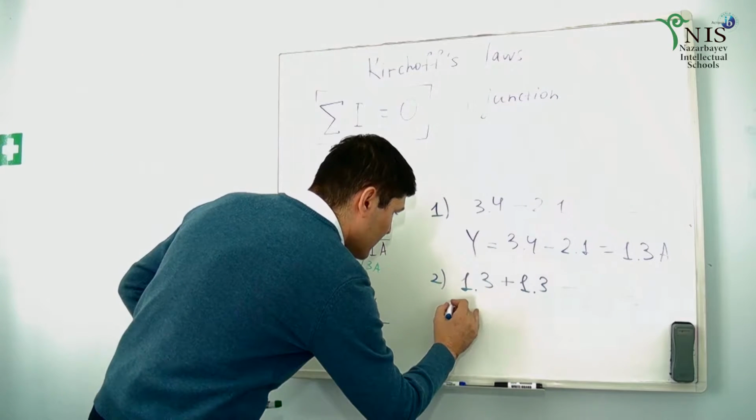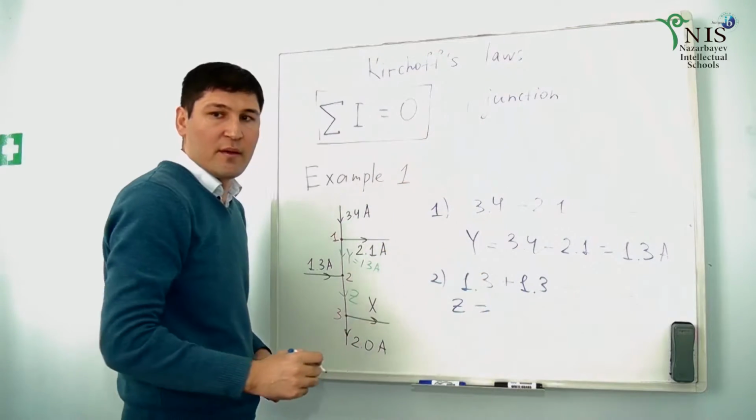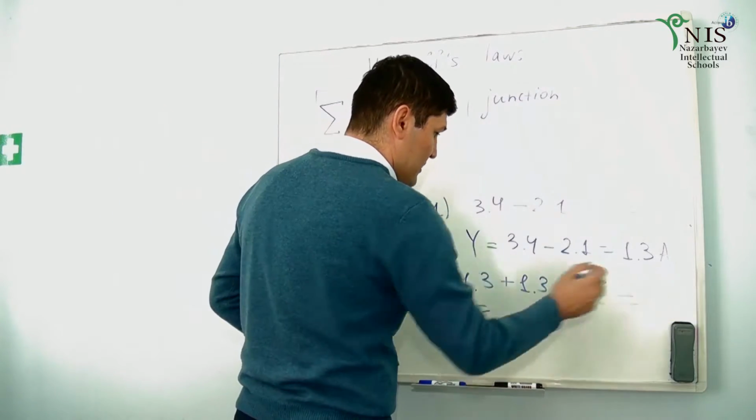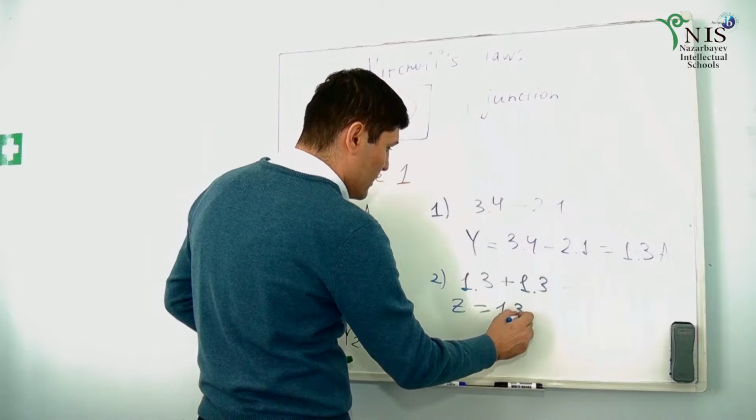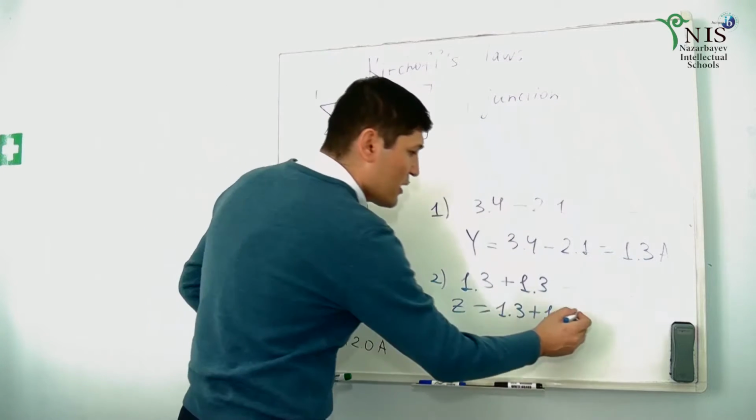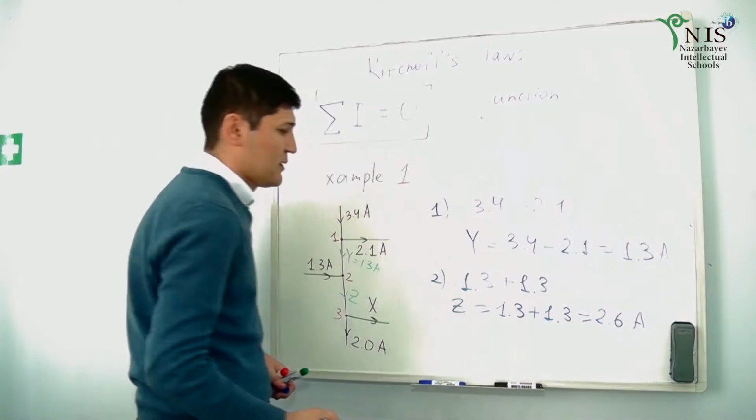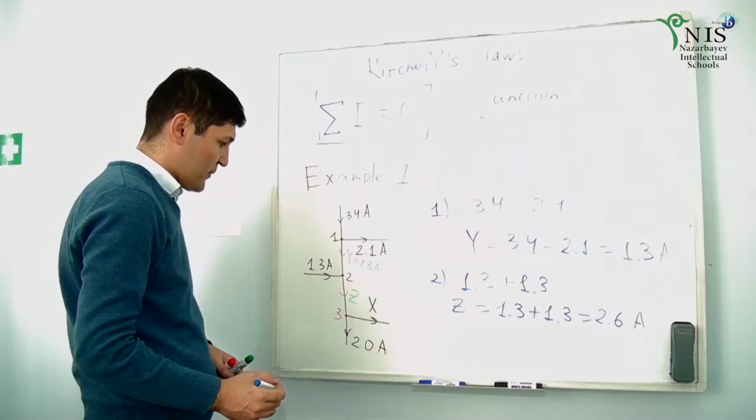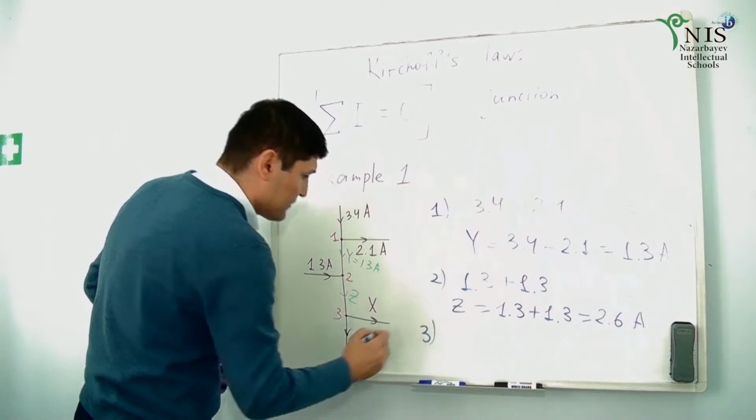Let's solve for Z. Z is negative, therefore I'm going to move that to the right-hand side to make it positive. Z equals 1.3 plus 1.3, which is equal to 2.6 amperes.